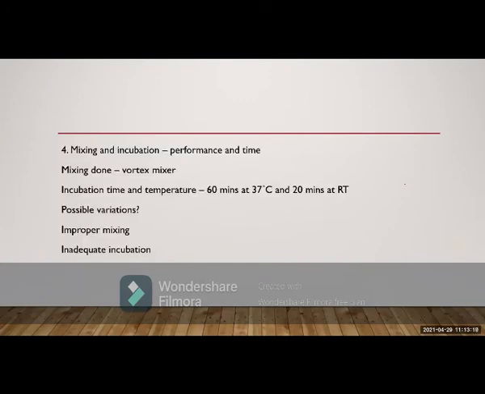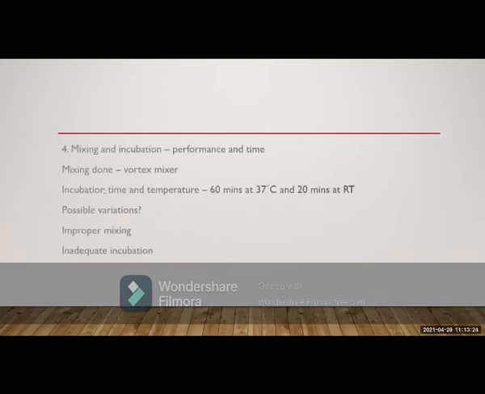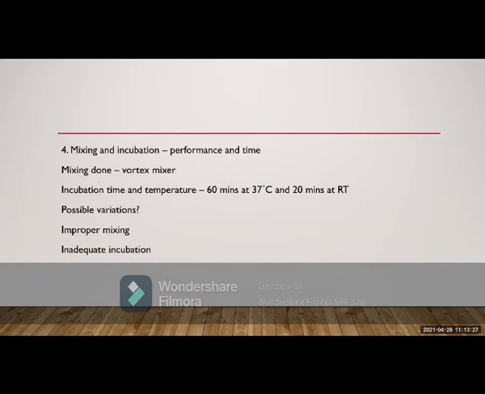The next factor is mixing and incubation. Okay, so how can mixing and incubation affect our test? Few questions you have to ask. How was the mixing done? Okay, was it manual or was it mechanized? Okay, so we used a vortex mixer to mix all the contents. Incubation time and temperature: 60 minutes at 37 degrees Celsius for the initial test and control tube, and 20 minutes at room temperature for the set of reagents. Okay, for development of color, we had done this incubation.